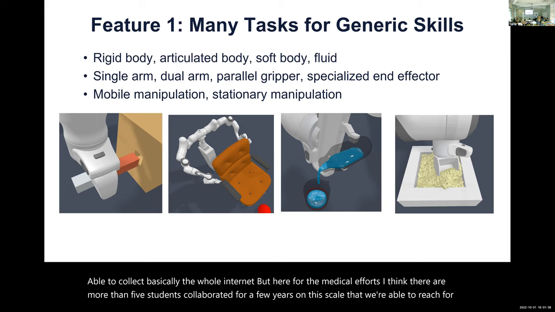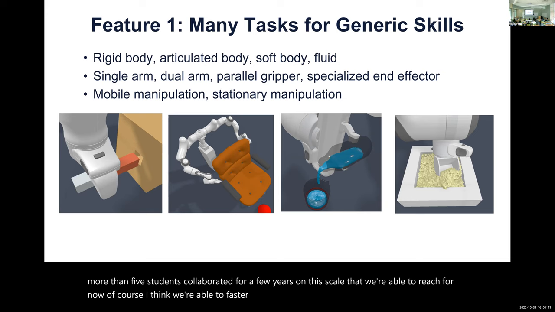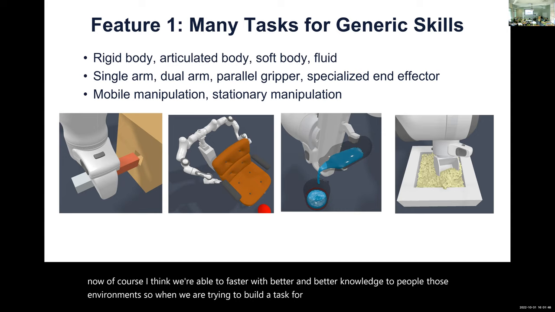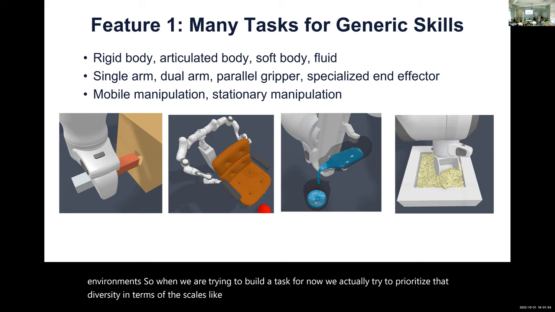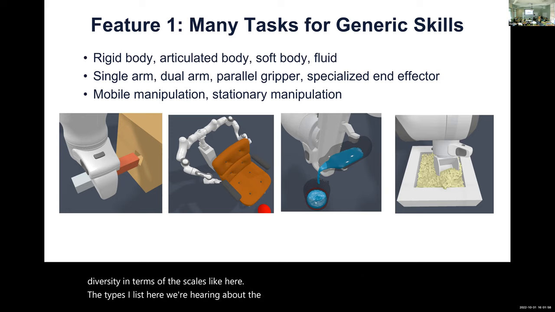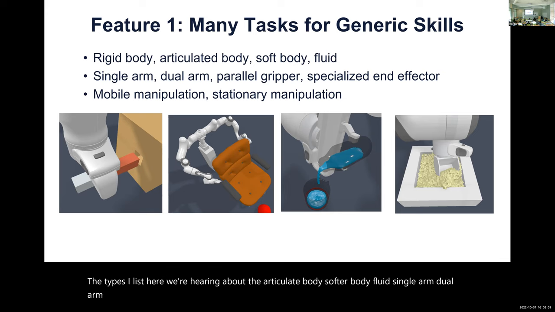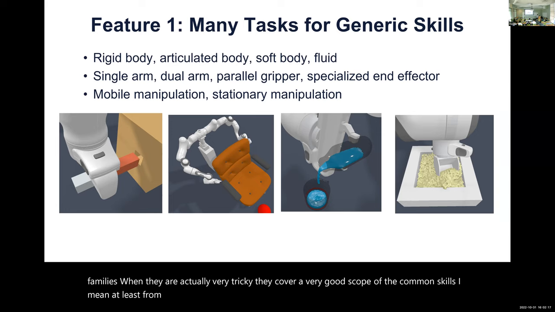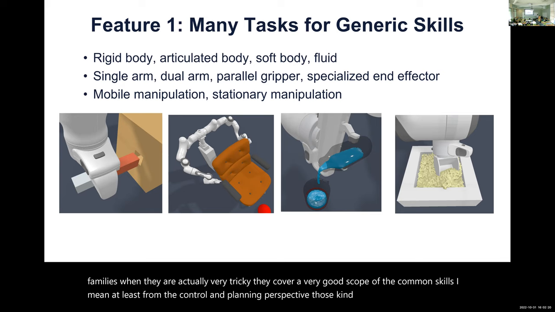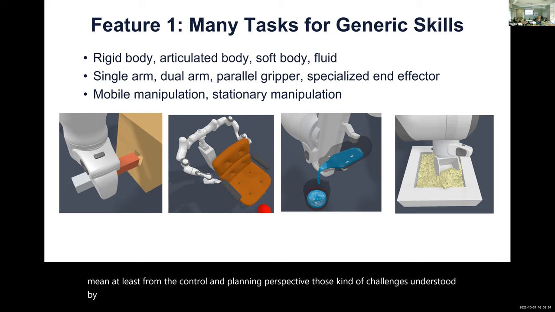And of course, I think we're able to be faster with better and better knowledge to build the environment. So when we are trying to build tasks for now, we try to prioritize diversity: reusable body, articulated body, soft body, single arm, dual arm, mobile body, different manipulation. So we have 20 task families, and they are very tricky, but they cover a very good scope of the common tasks, at least from the control and planning perspective. Those kinds of challenges that apply to robotics are well covered by the common tasks.